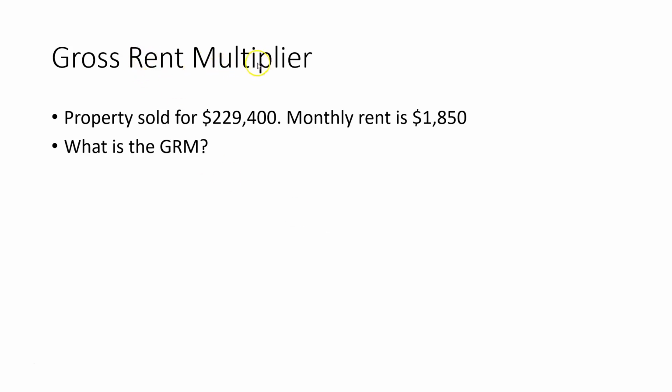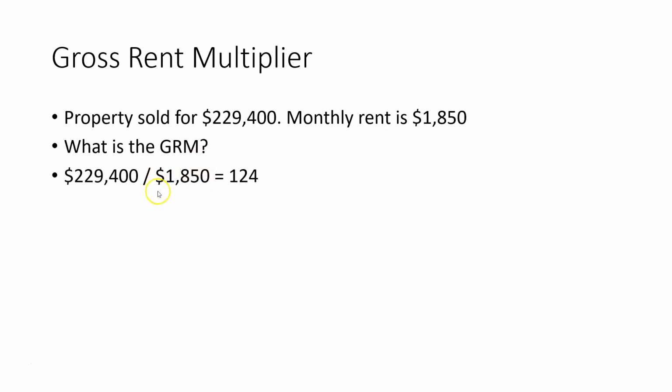Gross rent multiplier. This is in the income section. Unit 16, I believe. The property sold for $229,400. The monthly rent is $1,850. What is the GRM? Now I think of the R as rental, and when I think of rentals, I think of monthly. So basically the question is asking how many times does 1850 go into 229,400? And that will give us a figure which is an index, which we call the gross rent multiplier. In this case it's 124.